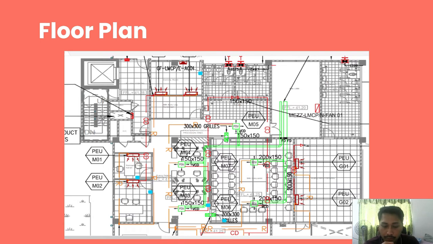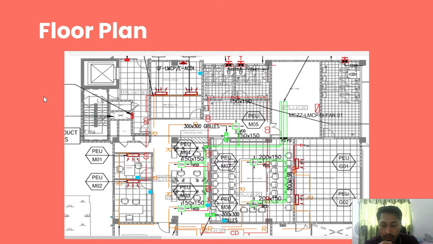So in our project, we need to install and maintain about 10 aircon units. There are 4 aircon units that we need to install, and the other 6 are going to be maintained.